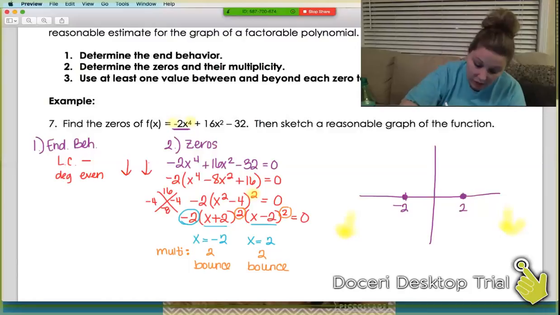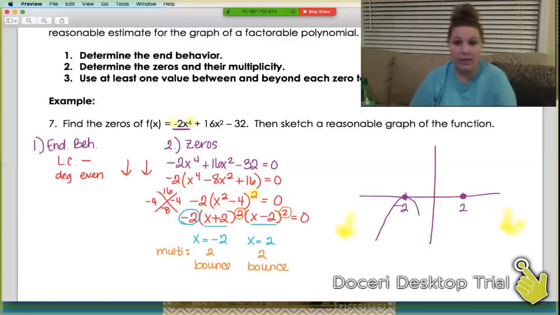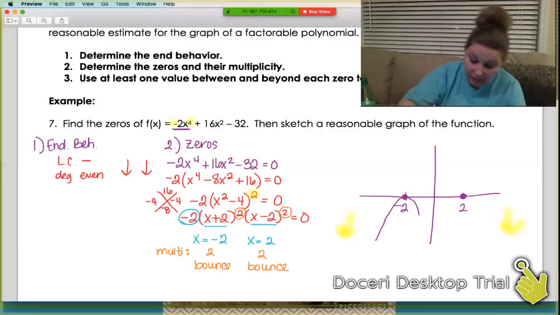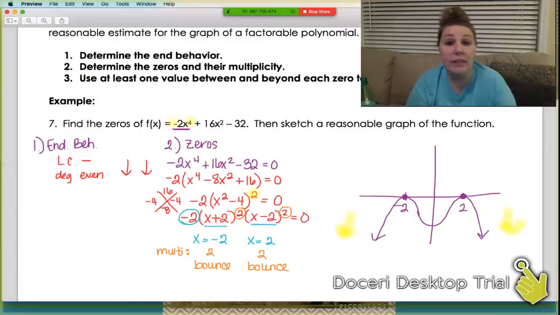So if I start on the left, my graph is going to come up until it gets to the -2. Then it has to bounce off right there because that's what the multiplicity told us. Well, now it has to head for the next x-intercept. So it's going to have to turn around and head to 2 where it bounces again. And because my arrow should end down, I know it's going to look something like that.